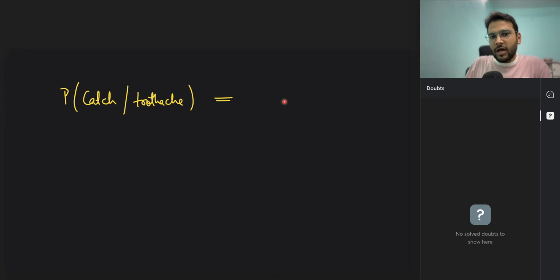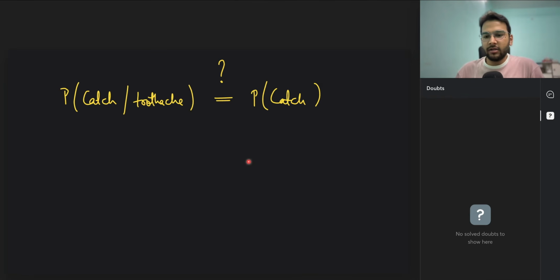Can you write this? Now my question is this. Can you write this like probability of catch? Just tell me yes or no. What do you think? Whatever you think, just tell me. Can we write like this? Okay, Chandana is saying no, we cannot write. Anyone else who thinks that we can write like this? Because toothache is not playing any part in the catch.